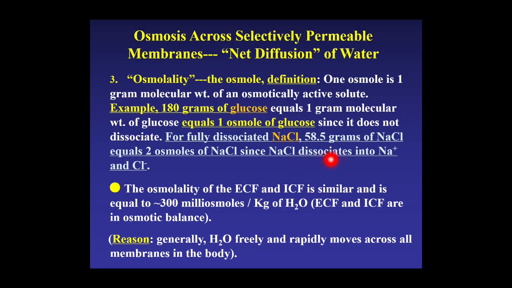So therefore, if I take 58.5 grams of sodium chloride, put them in 1 liter of water, I'll get a solution of osmolality of 2 osmoles per liter. That's 2,000 milliosmoles per liter.